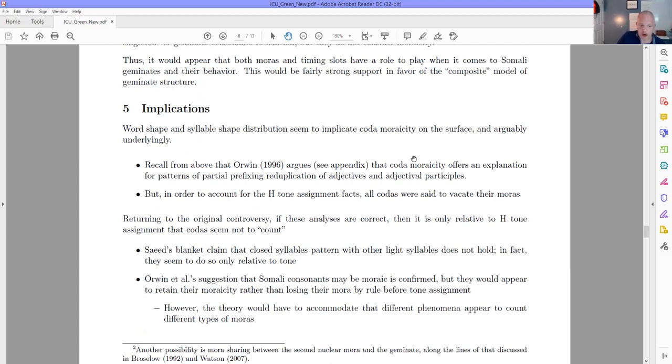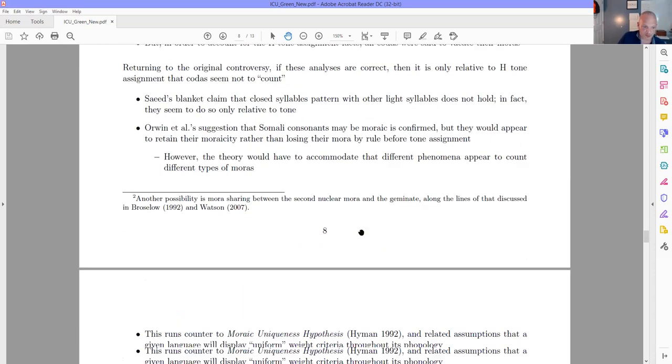Looking to Orwin et al., their suggestion that Somali consonants may be moraic seems to be confirmed, but they would appear to retain their moraicity rather than losing it before high tone assignment. However, what we would have to admit into the theory is that different phenomena can count moras of different types.